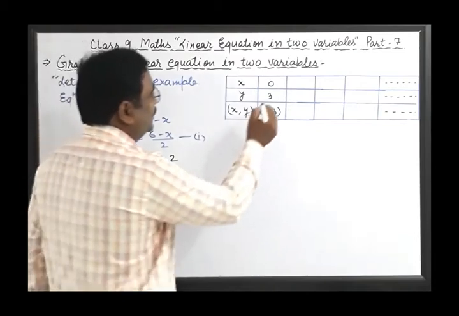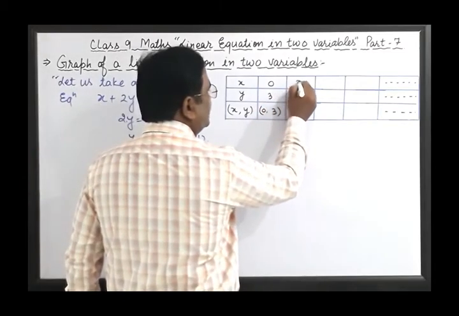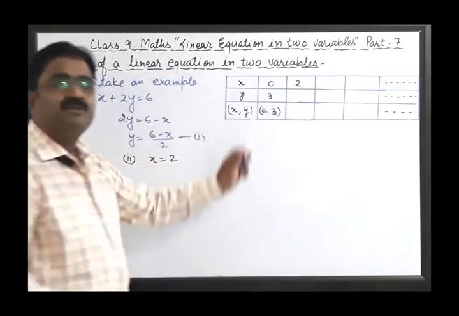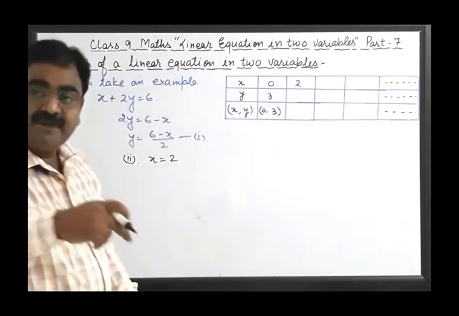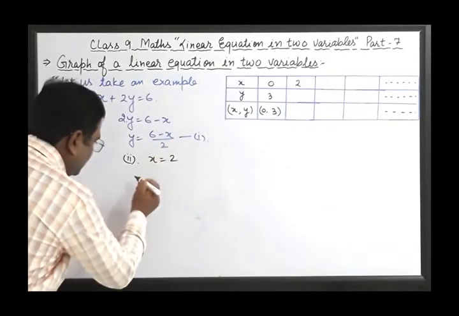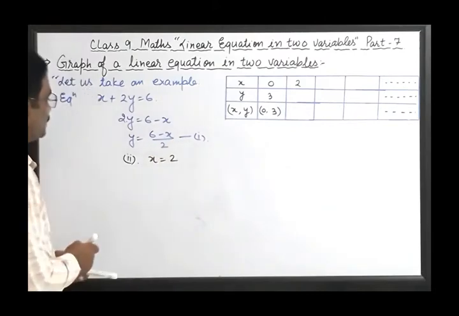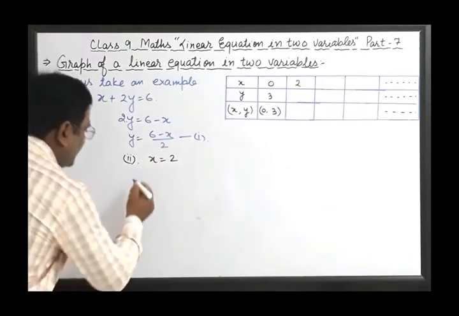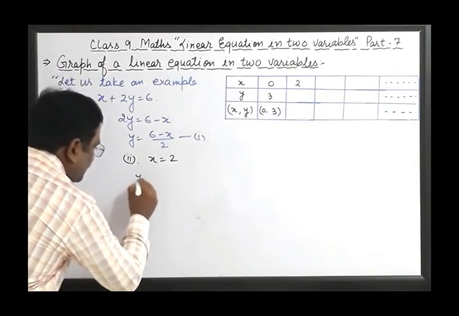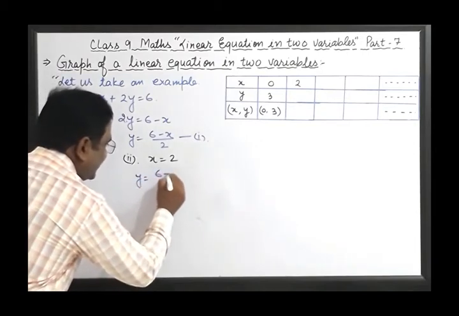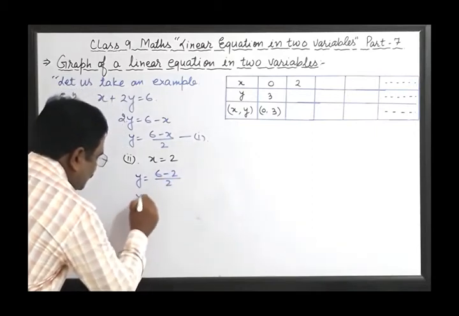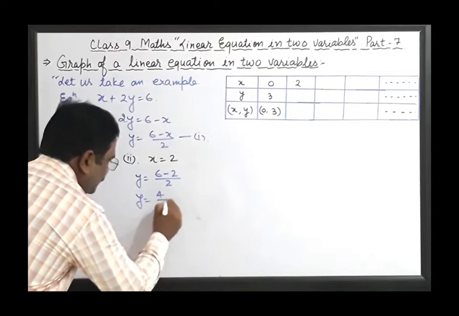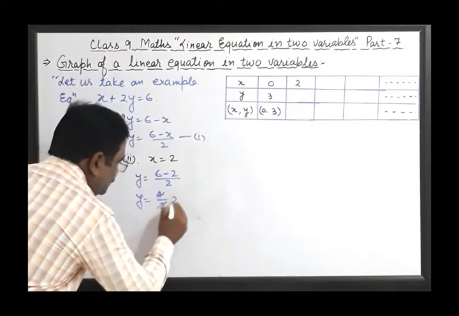ओके, सो हियर वी हैव सब्स्टिट्यूटेड द वैल्यू ऑफ x इज 2. x की वैल्यू 2 हमने दिया. Now we have to get the corresponding value of y with the help of this equation. So your equation is y is equals to (6 minus x) upon 2, and the value of x we have taken 2. So y is equals to 4 upon 2, which gives you 2.